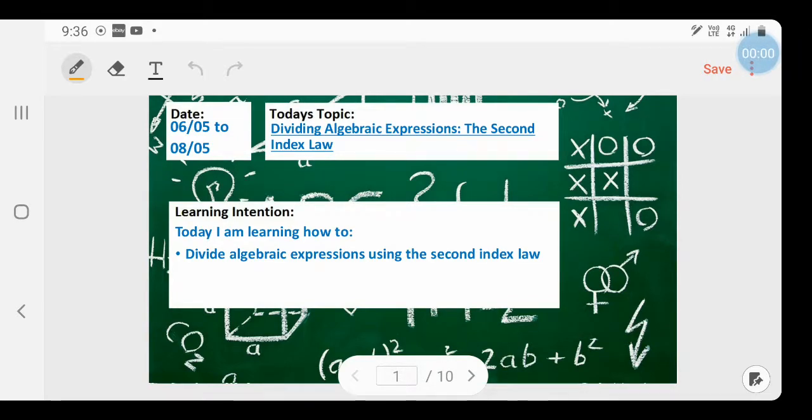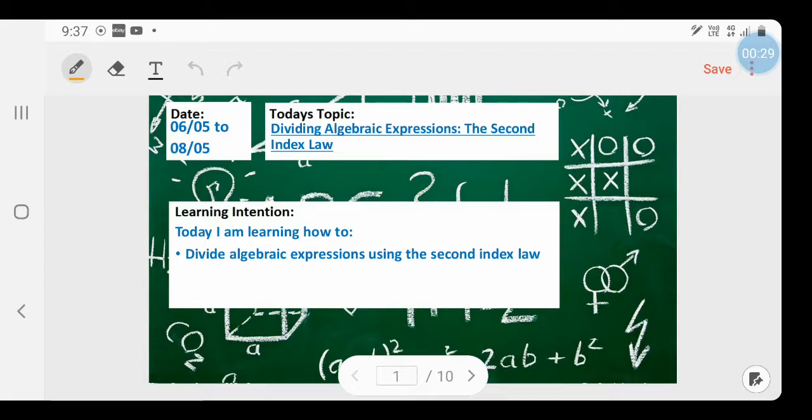G'day, Year 7s. Alright, today is our fourth algebra lesson. We are looking at dividing algebraic expressions using the second index law. And don't forget, last lesson sounded very similar because we were multiplying algebraic expressions using the first index law. So these two lessons sort of run in parallel with one another, and you're going to see some real similarities between the two, okay? So, learning intentions.